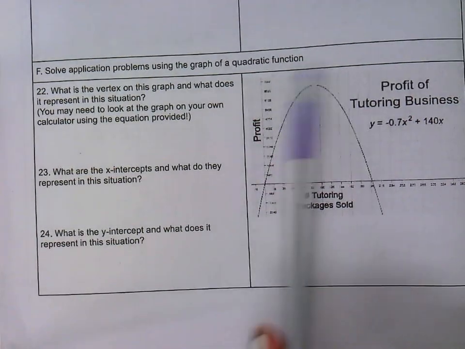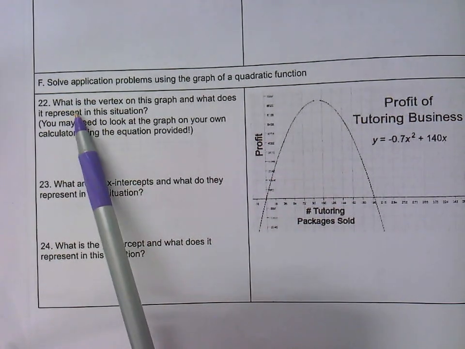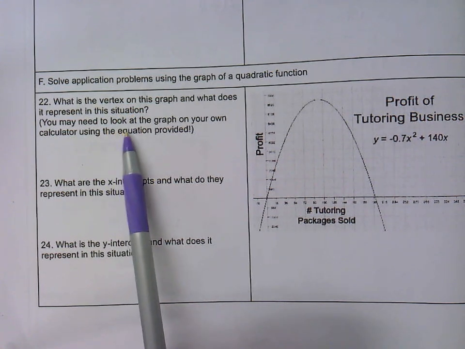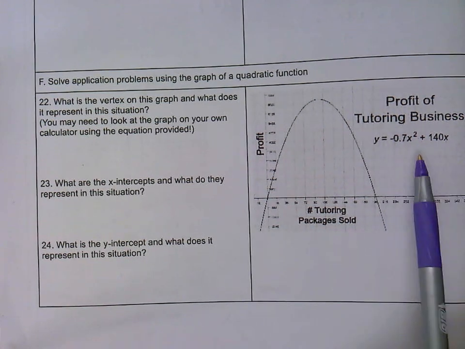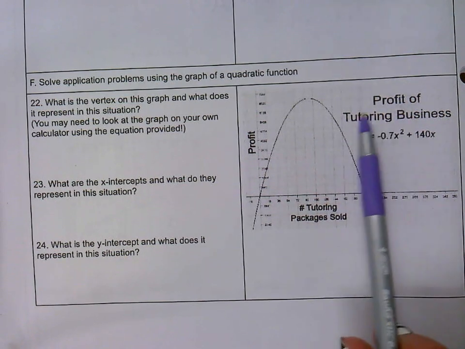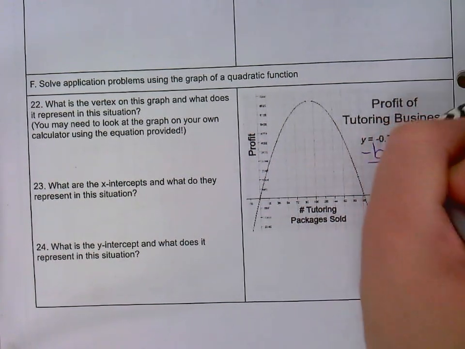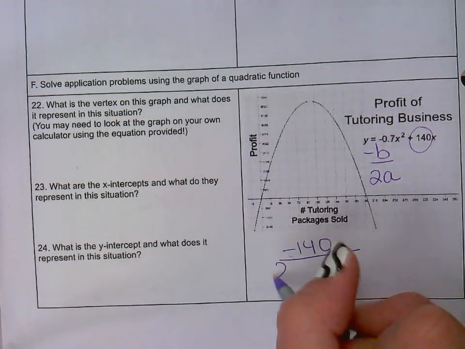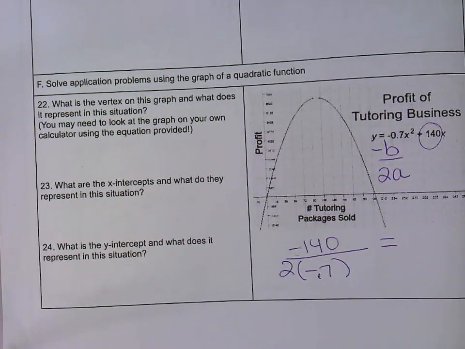So if I gave you a function and you had to figure out some application about it, this says, what is the vertex and what does it represent in the situation? It says you may need to look at the graph on your own calculator, but if I had the standard form equation, did any of you do the max min problems on Friday? How do I find the vertex if I know the standard form equation? Negative b over 2a, right? So couldn't I just calculate negative 140 and divide by 2 times negative 0.7, and that'll give me the x value without needing to look at the graph at all?